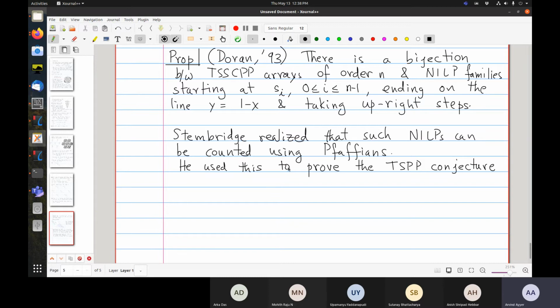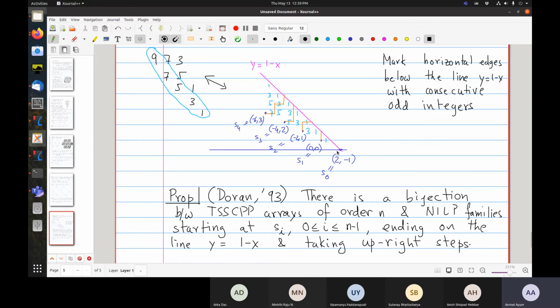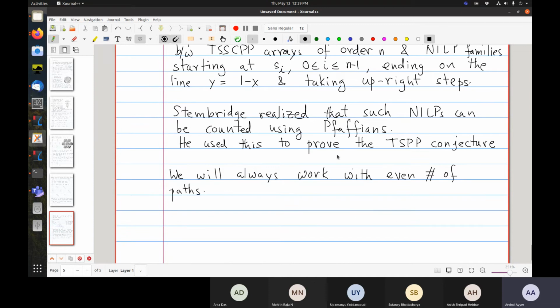Because we are working with a Pfaffian, you remember what a Pfaffian is. It's the square root of a determinant of an even antisymmetric matrix. So we'll always need an even number of paths. And this is where we will use this trivial path over here. Depending on the parity of n, if n is odd, we will exclude that, otherwise we will include it.